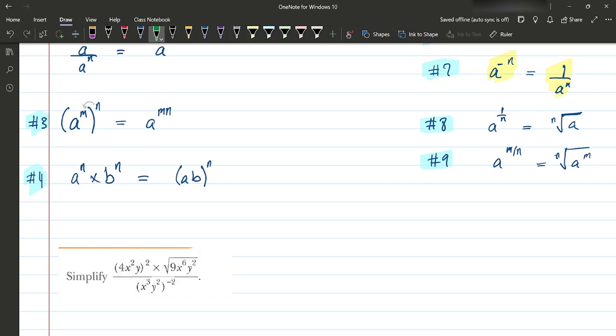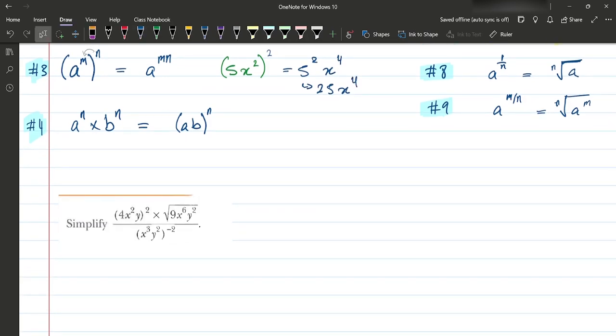Okay, so alright, the next one is the power distribution. So here you just multiply the power outside the bracket by every single power inside the bracket. Alright, so that's just, as you can see, a to the power mn. So if you have something like (5x squared) and then the power is, let's say, 2, you can write this as 5 to the power 2, x to the power 4. Well, you can obviously write this as 25 and then x to the power 4.